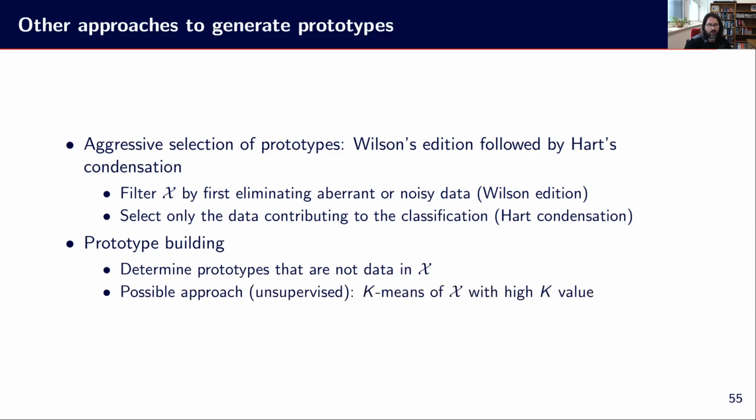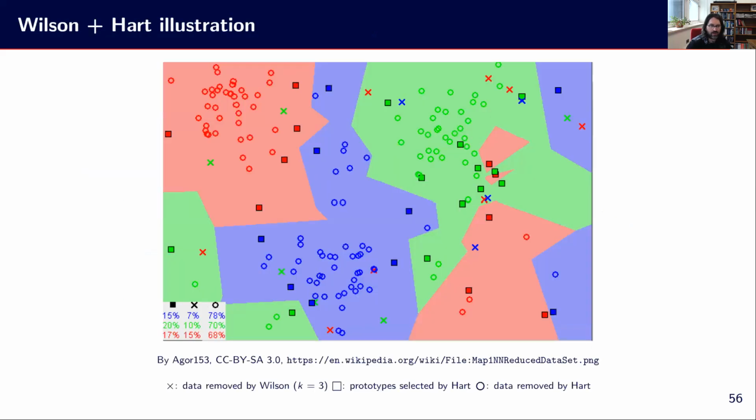So one possible unsupervised approach is, for example, applying k-means to X and using a high k value. So we want to get k-means with many samples. K-means is a clustering approach that we will see toward the end of the semester.